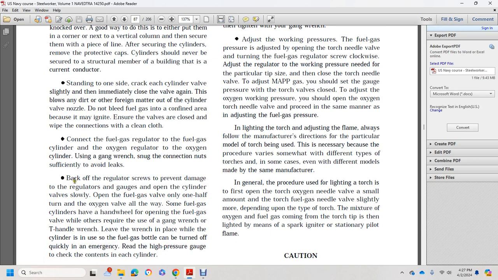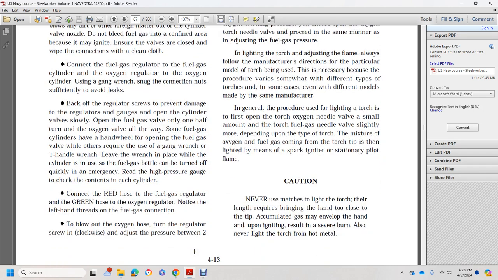Some fuel gas cylinders have a handle for opening the fuel gas valve, while others require use of the gang wrench or another T-handle wrench. Leave the wrench in place while the cylinder is in use, so the fuel gas valve can be turned off quickly in an emergency. Read the high pressure gauge and check the contents in each cylinder. Connect the red hose to the fuel gas regulator and the green hose to the oxygen regulator. Note the left-hand threads of the fuel gas connection.